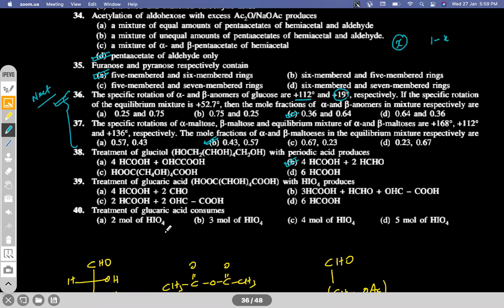Treatment of glucuronic acid with HIO4. Glucuronic acid gives you what? COOH, we won't have any effect. One second, we have CHOH, CHOH, and CHOH, and this side we have. Okay, so we have four CHOH. So the last two will convert into CHO, and the two in between will convert into COOH.